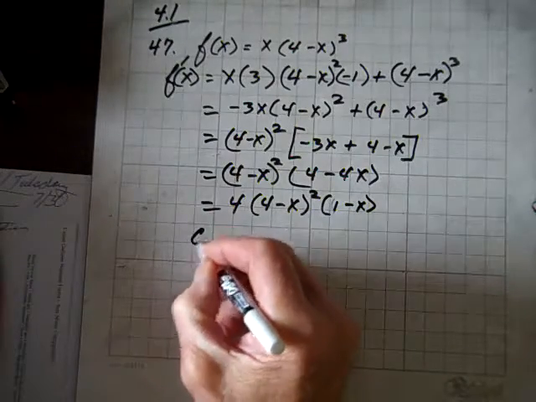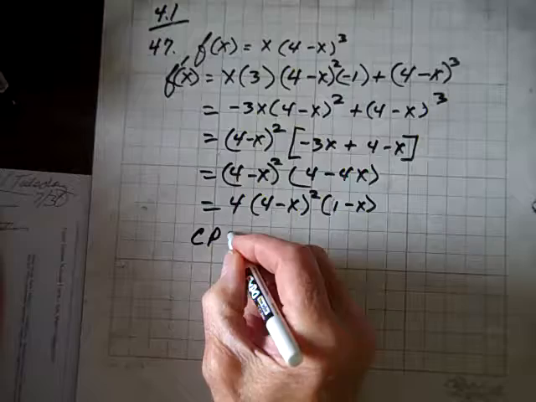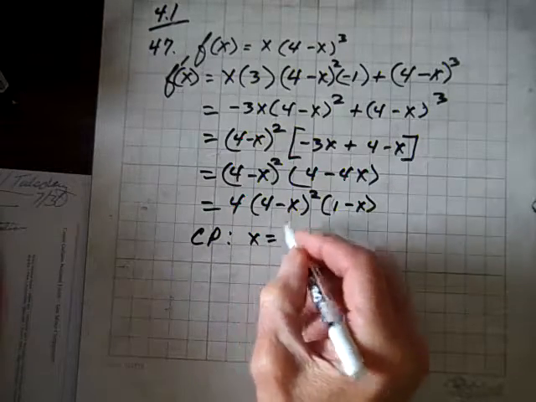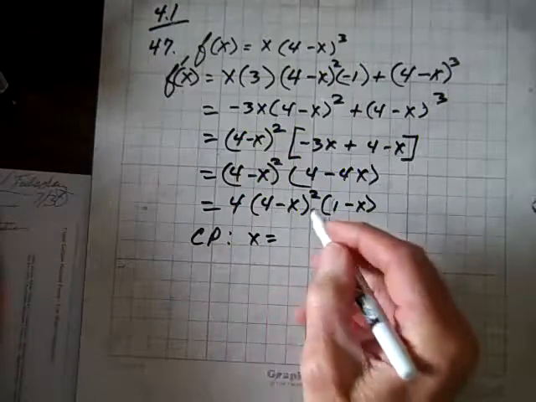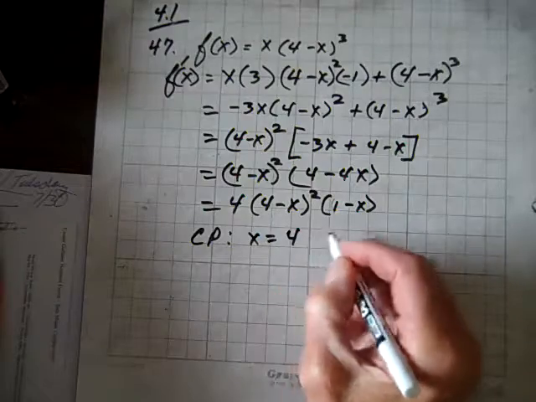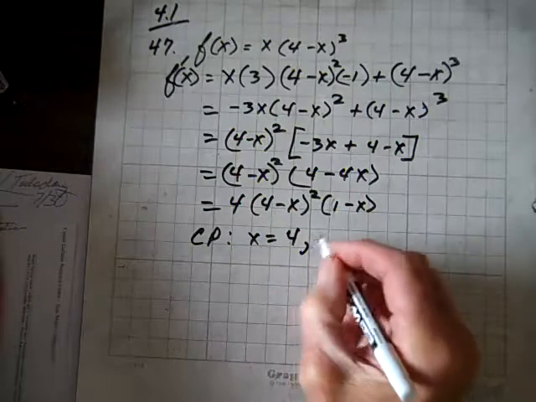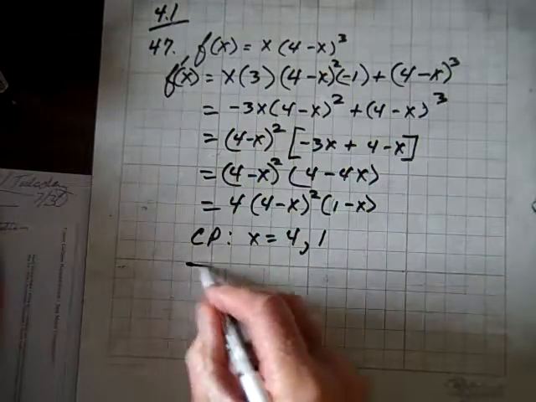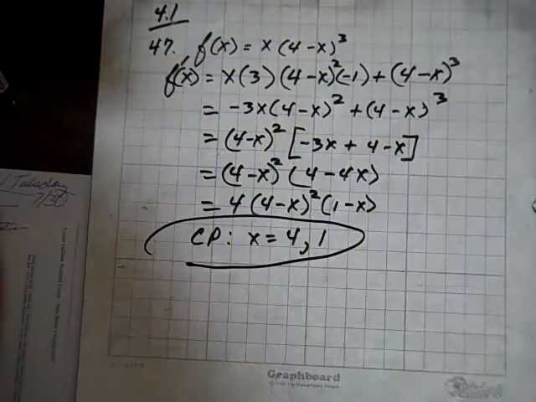So the critical points are x equals, and what will take this to 0, 4, and what will take that to 0, 1. So there's our critical points right there. And we're done.